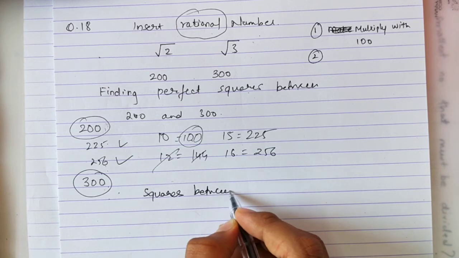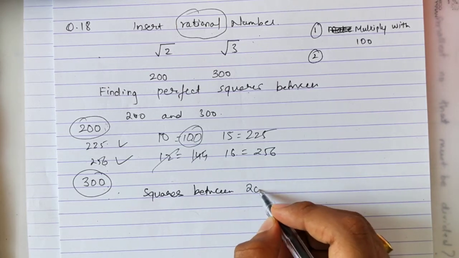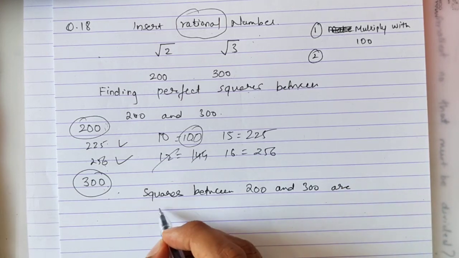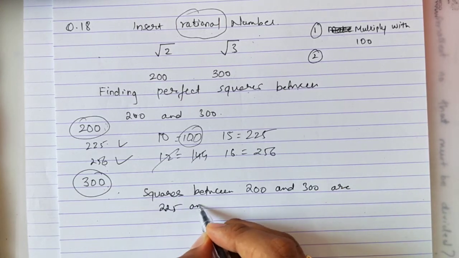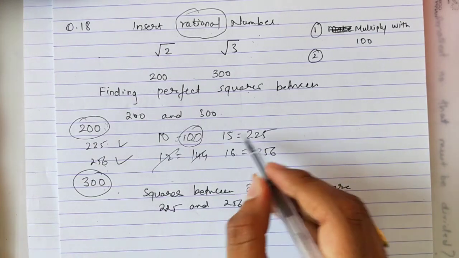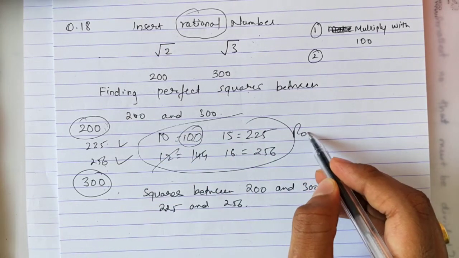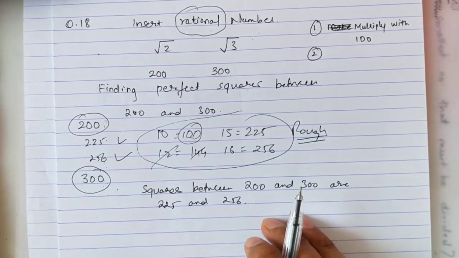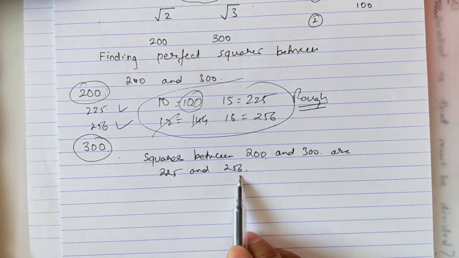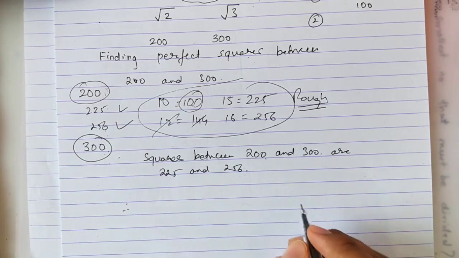Squares between 200 and 300 are 225 and 256. I'm writing in statements. Okay, this is rough work, this you don't need to show. Squares between 200 and 300 are 225 and 256. Therefore, you have to directly write the answer.